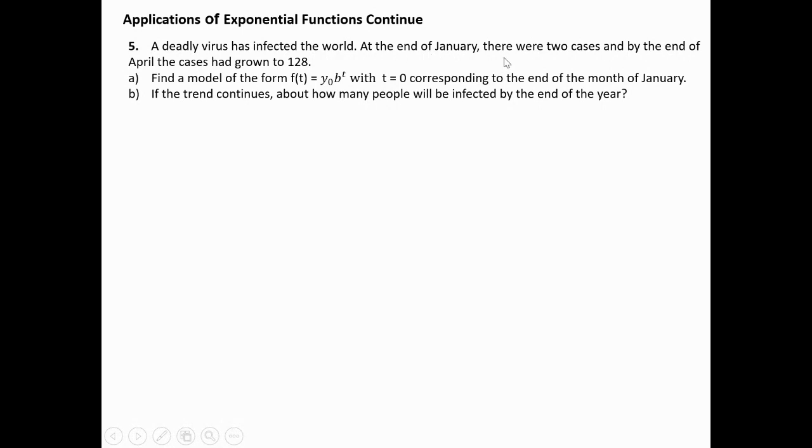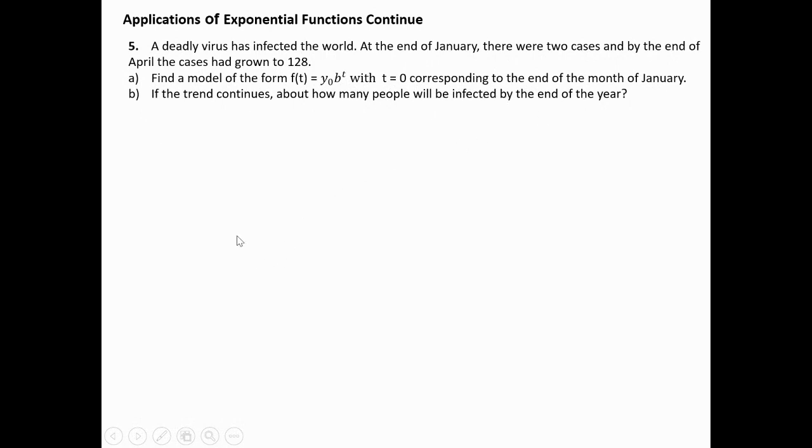At the end of January, there were 2 cases, and by the end of April, the cases had grown to 128. So part A, find a model of the form f of t equals y naught times b to the t power, with t equals 0 corresponding to the end of the month of January. And then part B, if the trend continues, how many people will be infected by the end of the year?